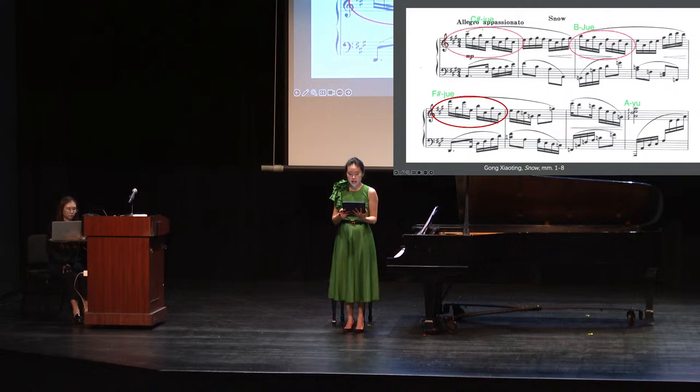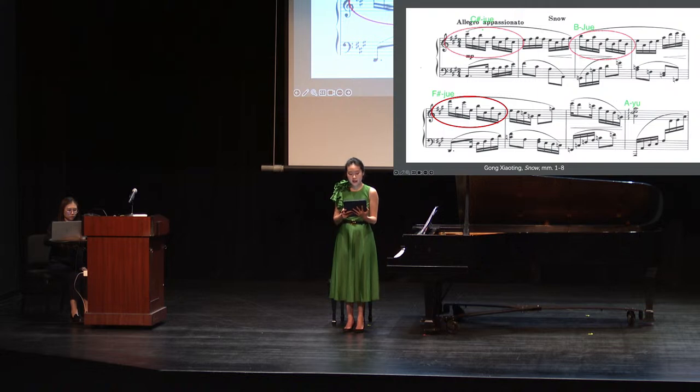Thematic materials in the beginning phrase, from measure 1 to measure 8. The thematic melody is dominated by the right hand. The 16th notes throughout section A pull the melody forward until the climax. The continuity and uninterruptedness of the melody is another important feature of Chinese national music.